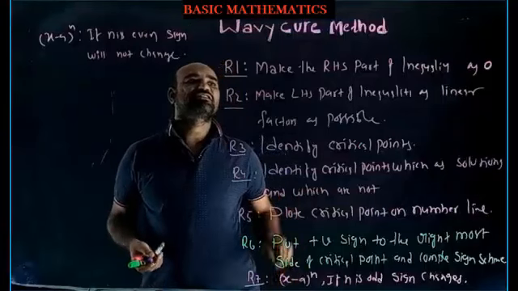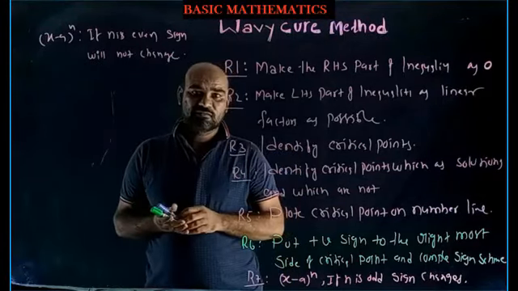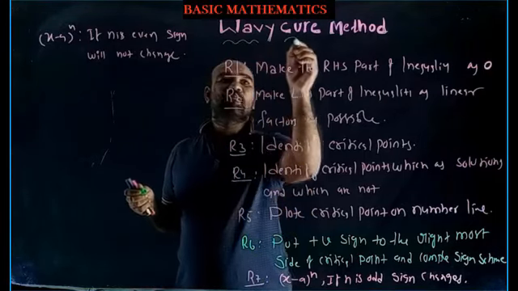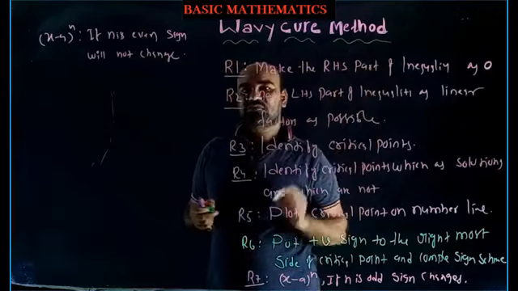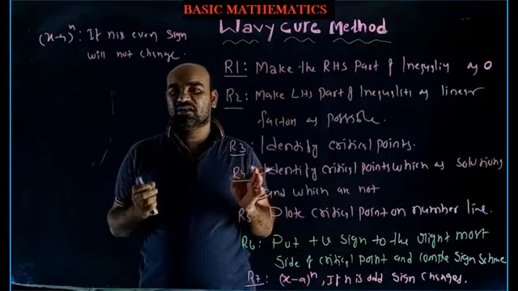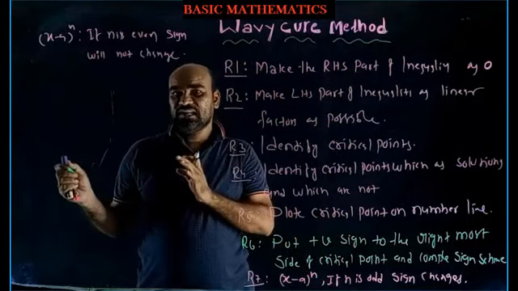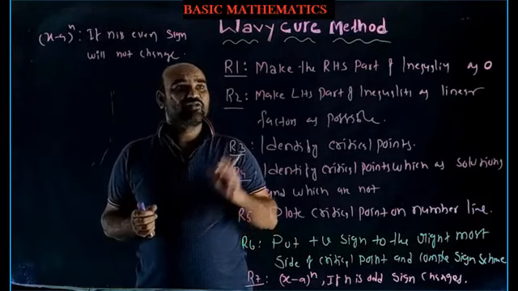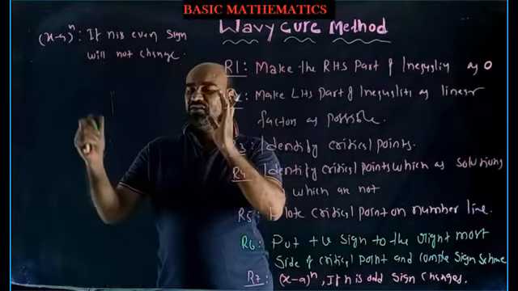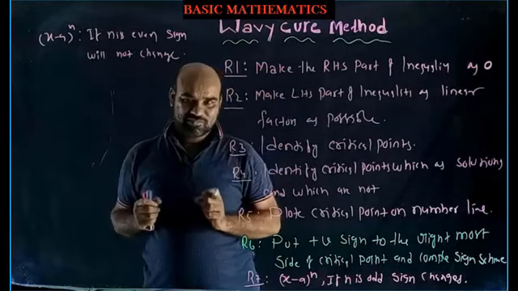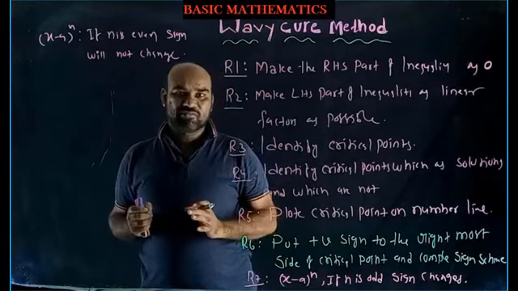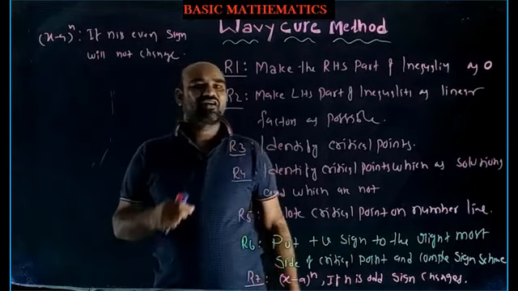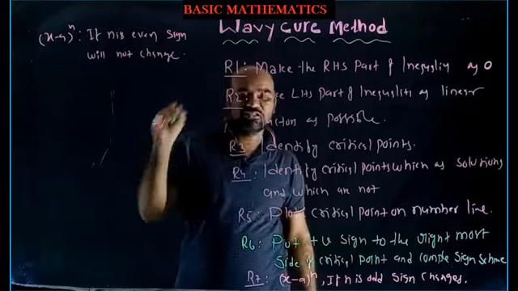Okay, students, this is the important part for us. The wavy curve method is sometimes called the sign scheme. By using this method, you can solve some linear inequalities or non-linear inequalities. But to use this method, the given inequality should be in standard form. What is meant by standard form? The inequality should satisfy all these rules, especially the first two.